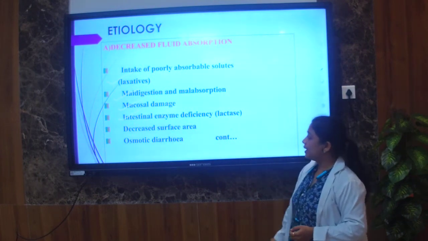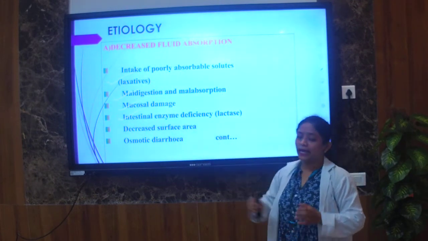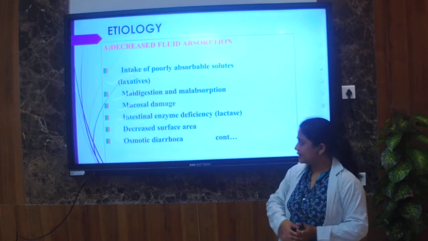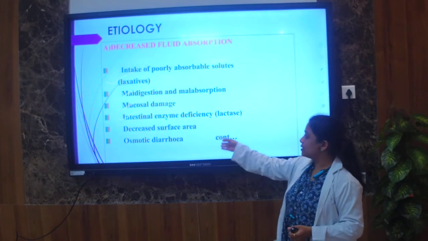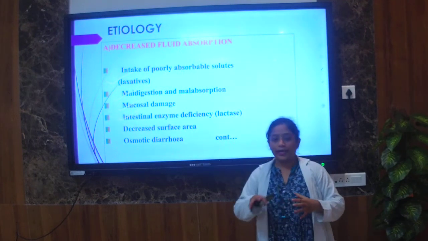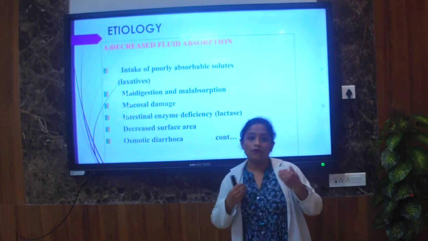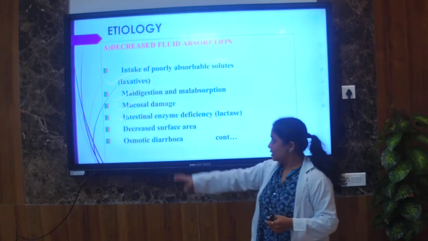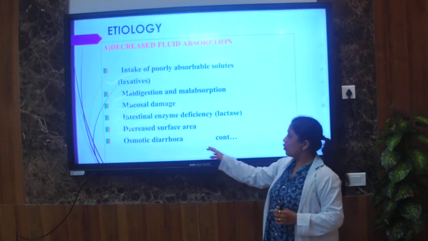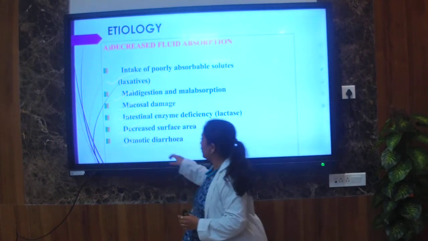Next is decreased surface area. Okay, if a specified area is decreased, that leads to diarrhea. For example, you may ask, what do you mean by this decreased surface area? Definitely, if you eat outside food, or if you decrease the food intake, sometimes that also causes this decreased surface area of the food. Next, osmotic diarrhea. This is also a reason why diarrhea takes place. Okay.